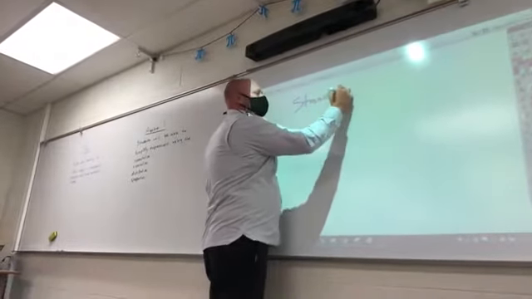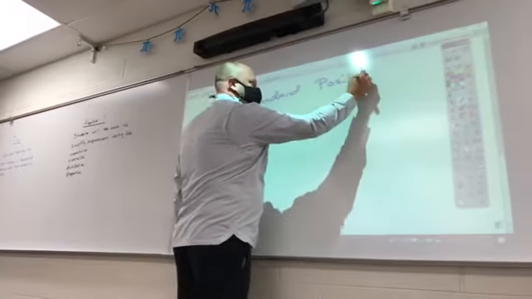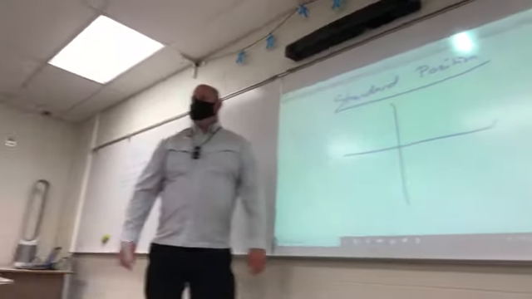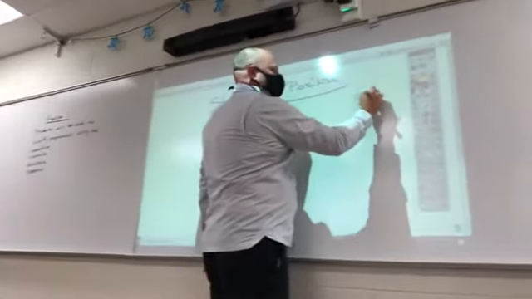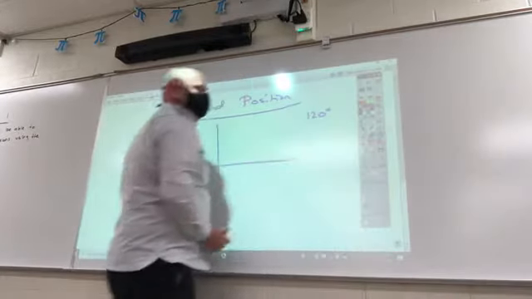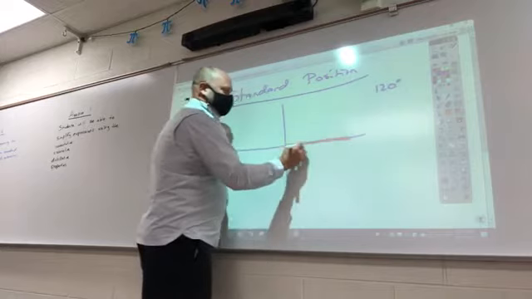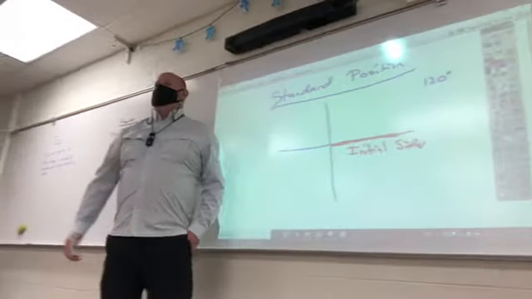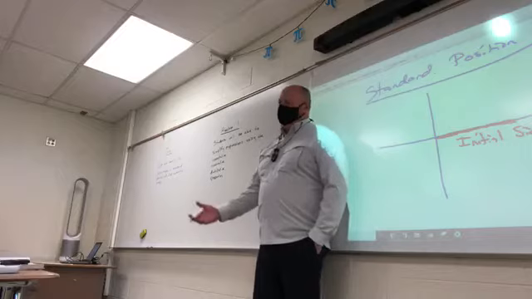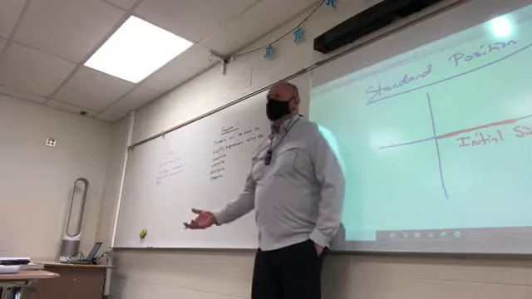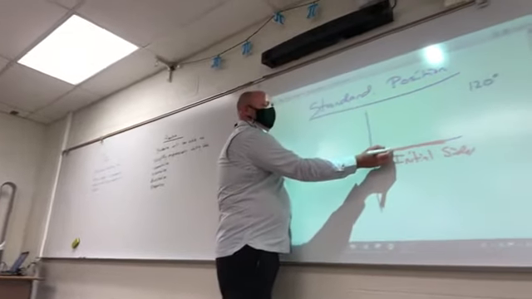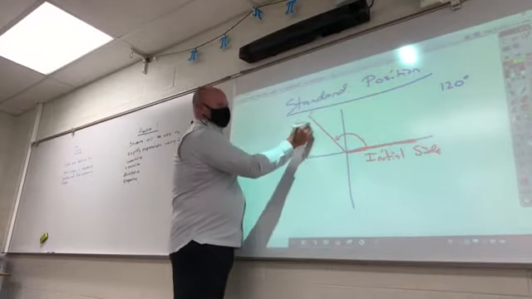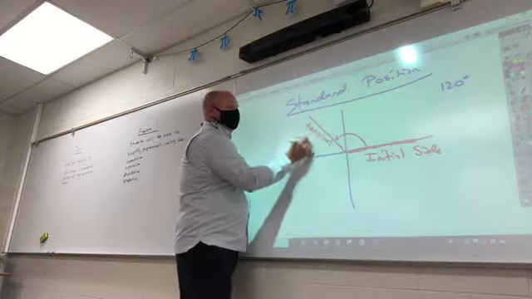We're going to put things in what we call standard position. Okay? Standard position, you're going to draw an X and a Y axis. Now, your 120 degree angle, every angle we draw, the initial side will be the positive side of the x-axis. What's initial mean? That's a starting spot. And then we're going to go up from there. We're going to go in a counterclockwise direction to draw our angle. And then this side is what we're going to call the terminal side.